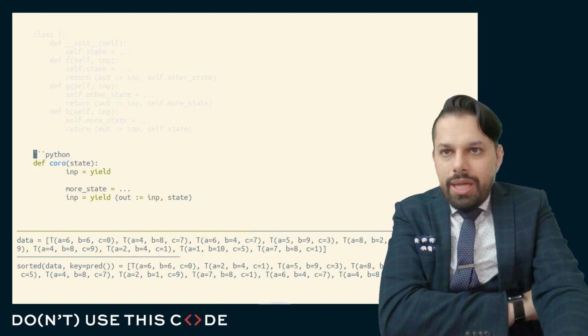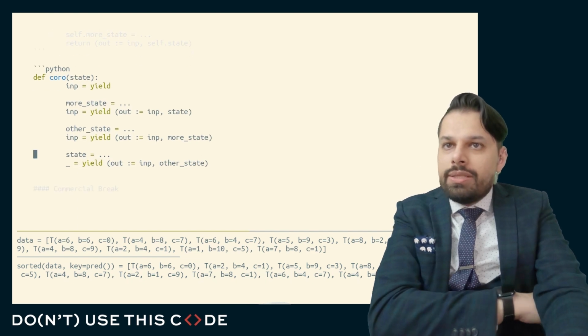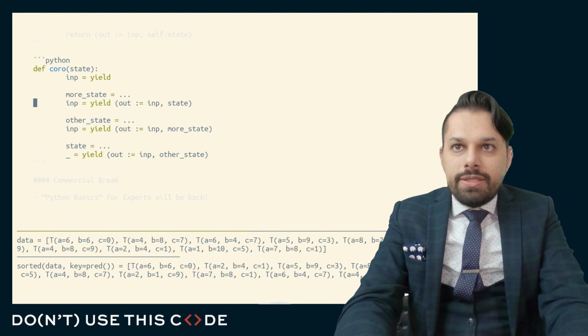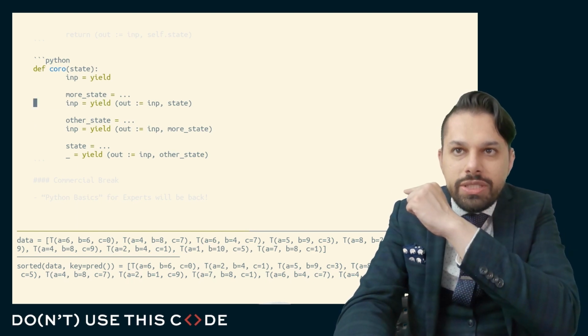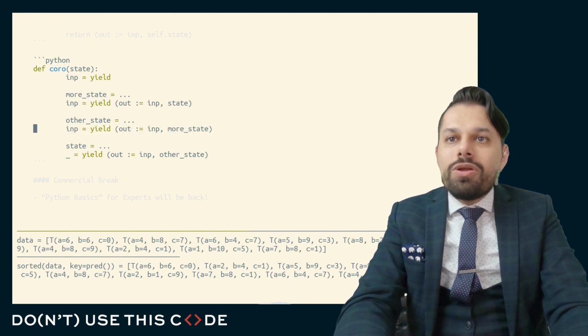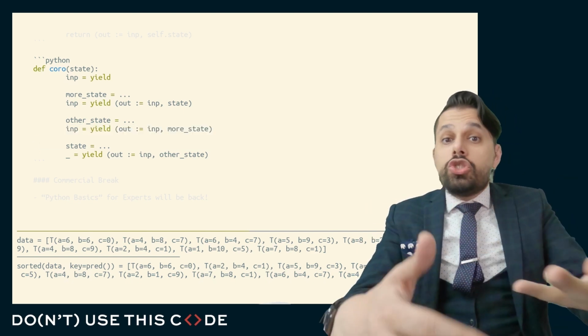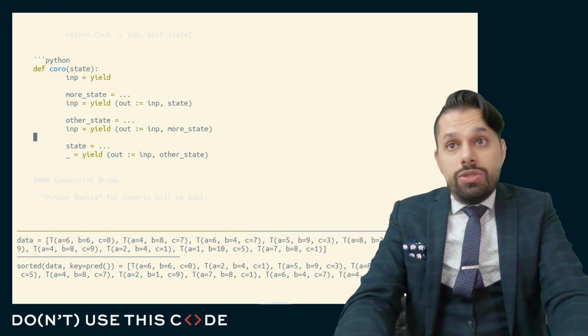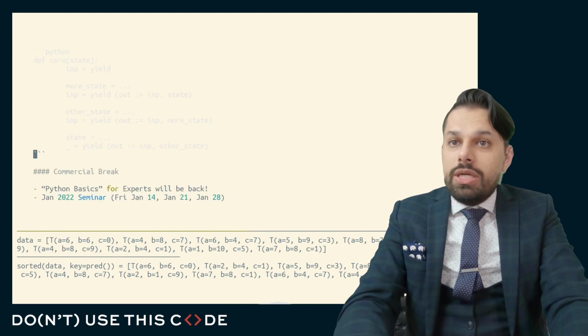Whereas, if we were to implement this as a coroutine, it is now linearized. This happens before this because this is lexically before this in the source text. This is on line 3 and this is on line 4. This happens before this because this is before this in the source text. The data flow is just the regular data flow that we see in functions. More state gets used down here, other state gets used here.